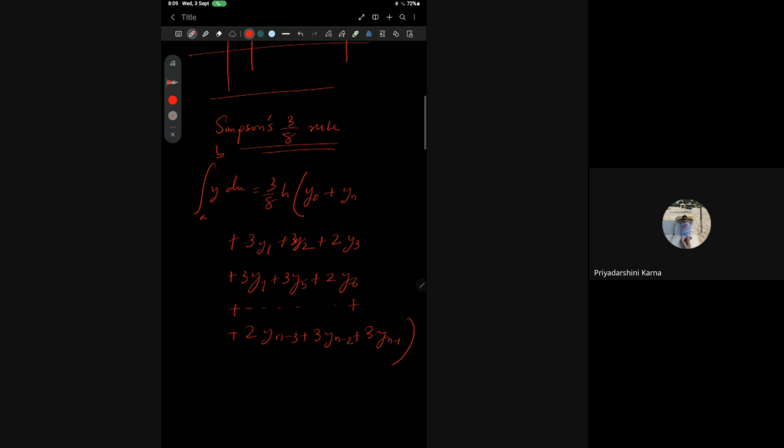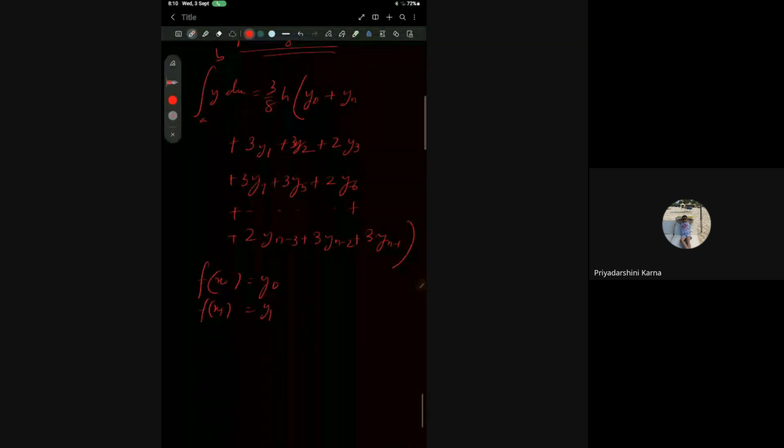So we have to use this kind of formula where f of x0 is equal to y0. That you understand. F of x1 is equal to y1. So similarly, f of xn is equal to yn.